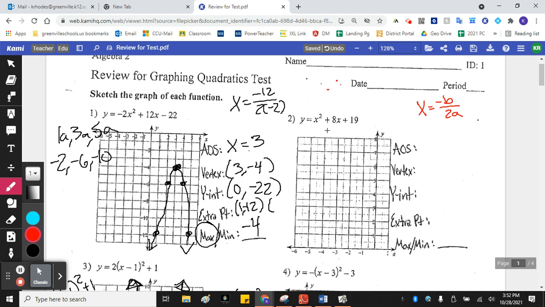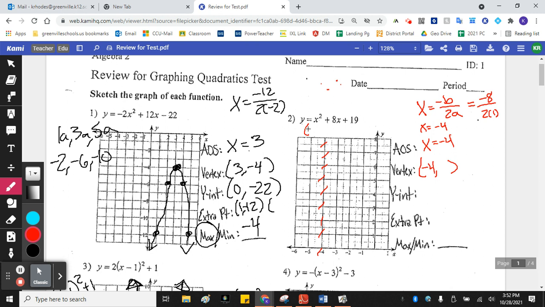Okay, in this question, b is 8, so that'd be negative 8 over 2 times 1. So x will equal negative 4. X equals negative 4. Okay, then we're going to plug it in. Plug in negative 4, see what you get out. Negative 4 is our line of symmetry. Our vertex is always on our line of symmetry.